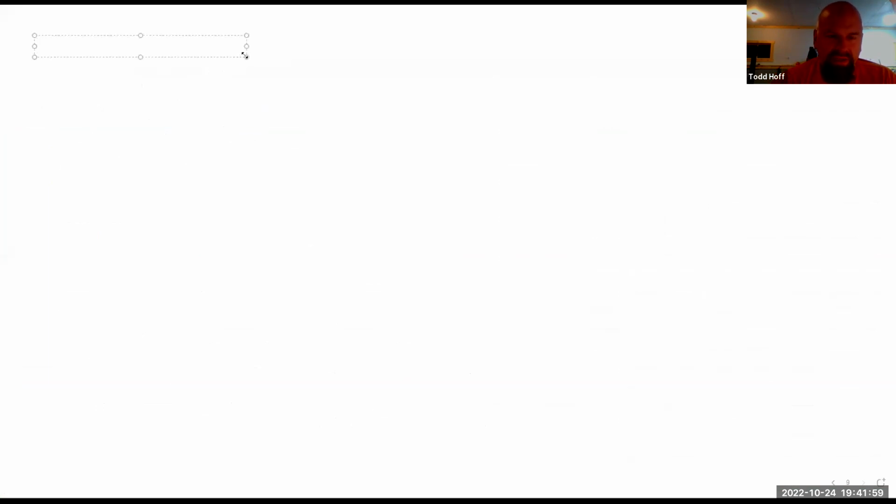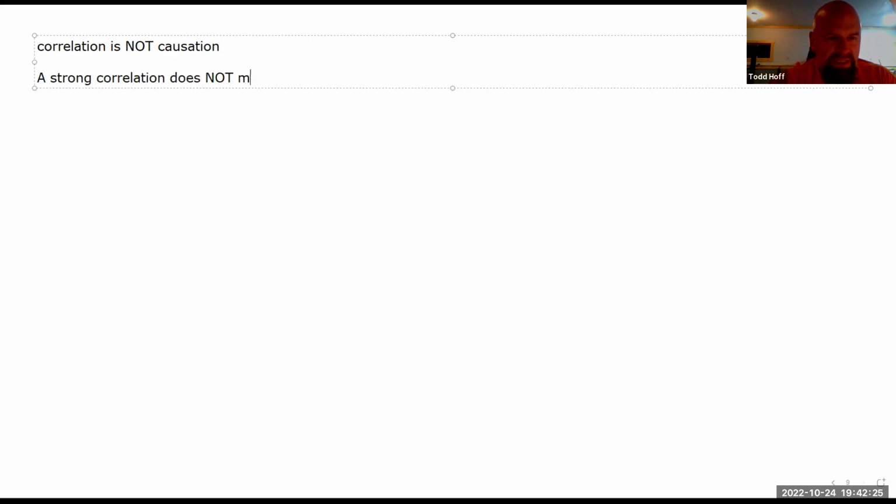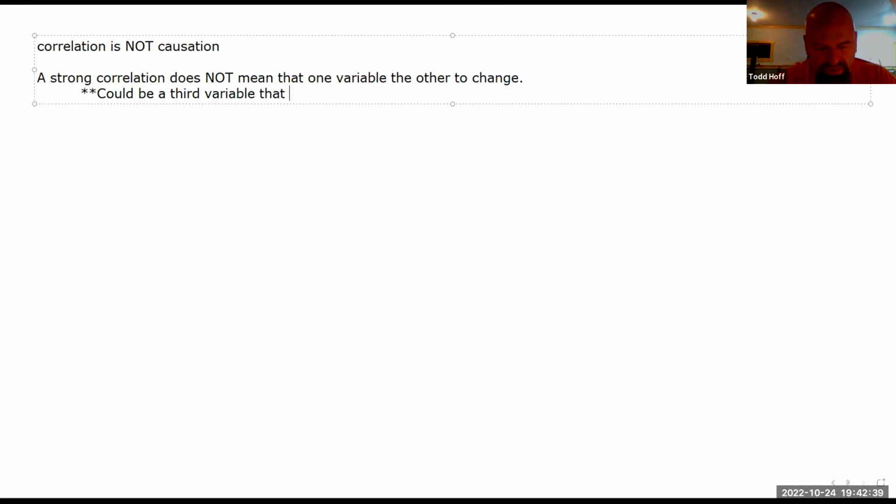So a quick review then. Correlation is saying how closely our variables are related. Now we should stress correlation is not causation. Just because there's a strong correlation does not mean that one variable causes the other to change. There could be a third variable that affects both of them.